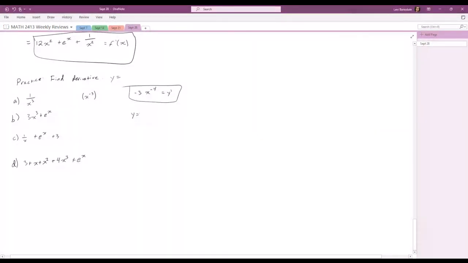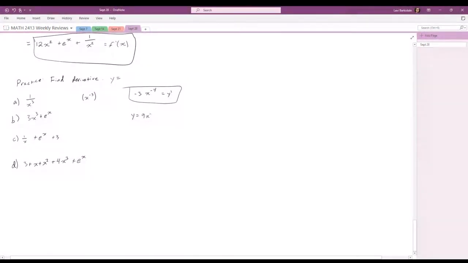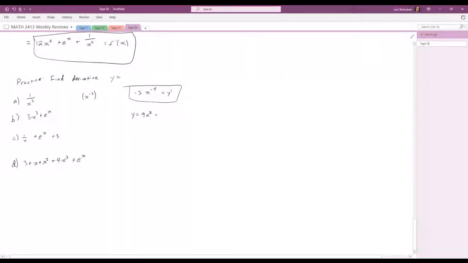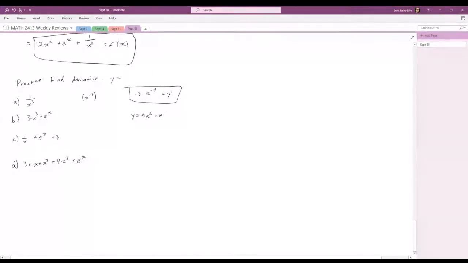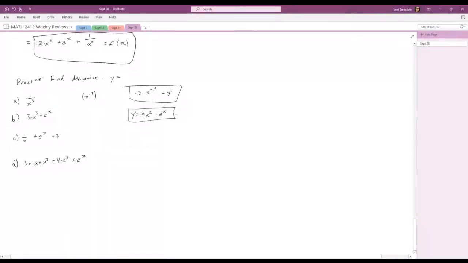the first portion is already in a way that we can just use our power rule. We would have 3 times, bring the exponent down. We have 3 times 3 gives us 9. Decrease the exponent by 1. And then add the derivative of e to the x, which is, of course, e to the x. Our third one, we can rewrite our first part with the negative exponent. And then just take the derivative.